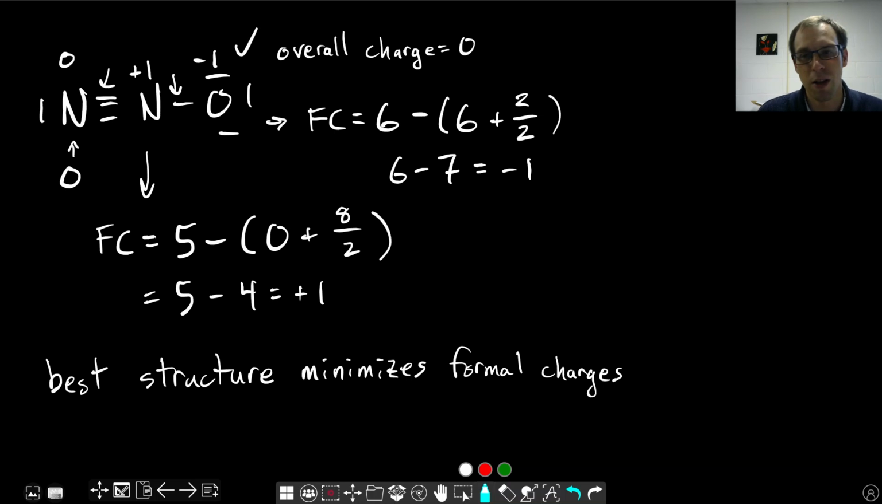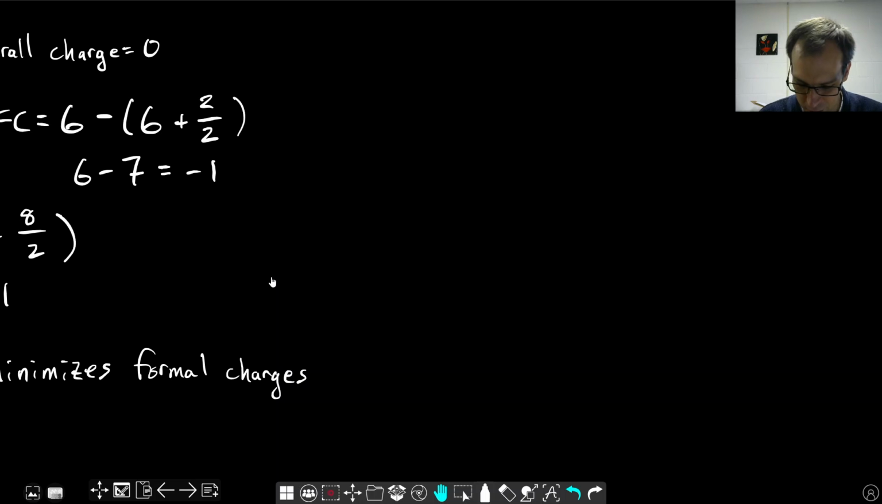Now sometimes your best structure does end up still having some formal charges on it, especially if you're looking at ions, because then the overall charge is not equal to 0. So that's our first principle. Best structure minimizes formal charges. Let's look at the other two structures that we came up with for this molecule. All right, so let's give ourselves some more space here and look at the difference and decide which of these structures does actually minimize those formal charges.